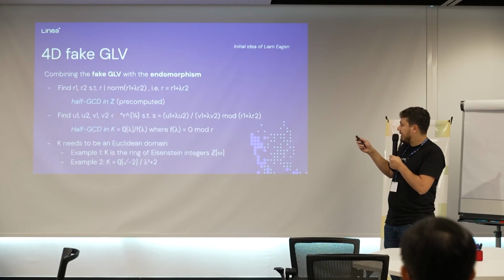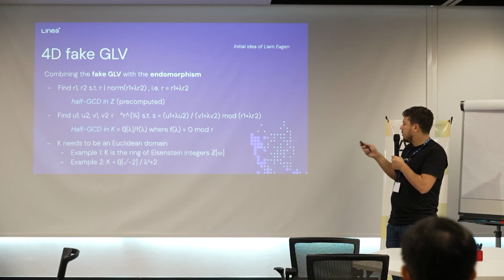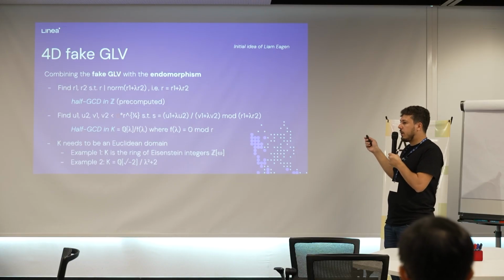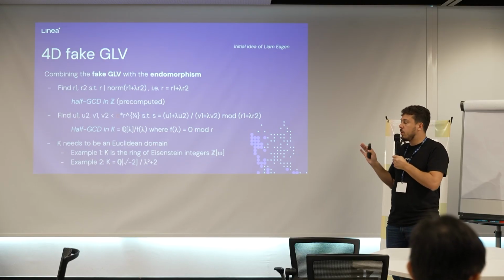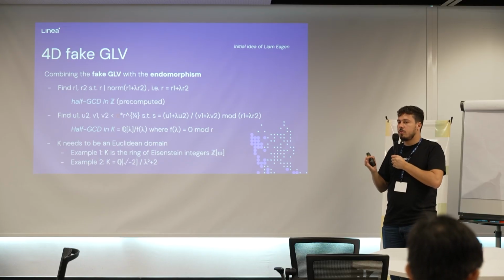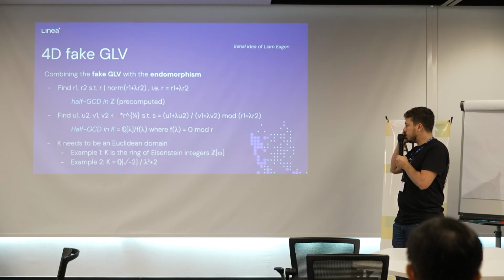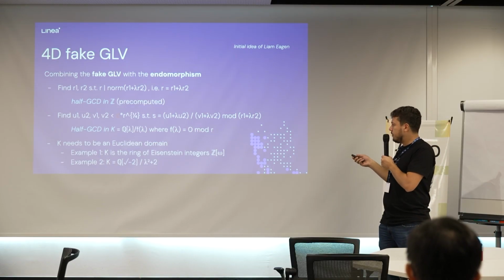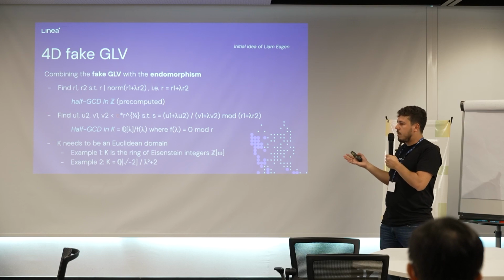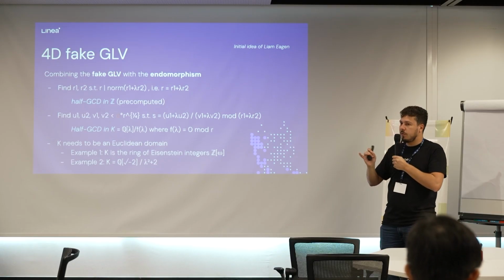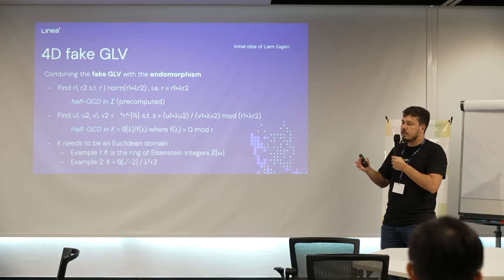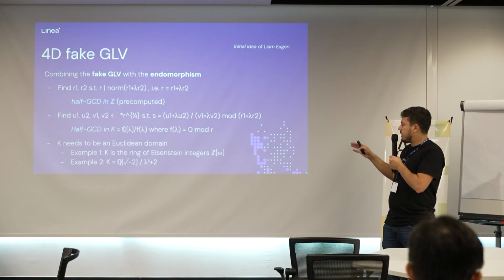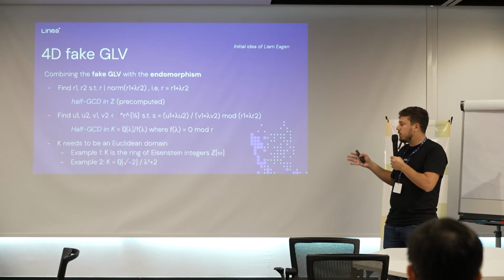here we are going to write S as U1 plus lambda U2 out of V1 plus lambda V2, modulo R1 plus lambda times R2. So we will be applying the half GCD the same way that we did before, but before we applied it to the integers Z, and here we are going to apply it to a very specific field K, which is the algebraic numbers Q(lambda) out of the minimal polynomial. So it depends on the specific elliptic curve, but for example, for all the curves that we are interested in, they have what we call the j-invariant 0 endomorphism, and it just means that this field K is the Eisenstein ring of integers.